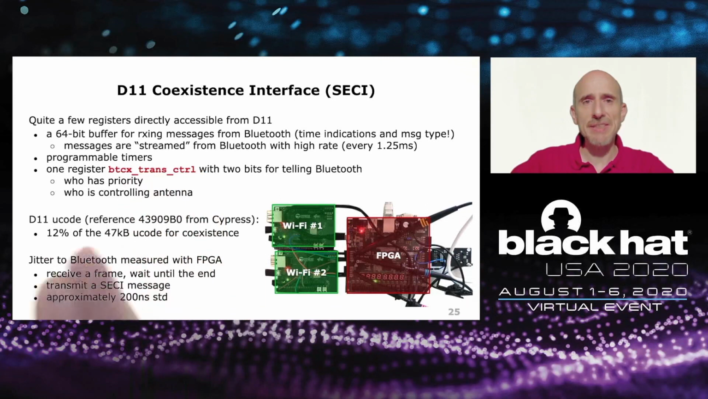According to our analysis, 12% of the U-code is dedicated to coexistence, and we refer here to the 43909B0 chipset by Cypress. It's amazing, because U-code is doing so many other things with much less code, like packet aggregation. Probably coexistence takes a lot of room because of its complexity. With the help of an external FPGA, we measured the jitter of the Wi-Fi to Bluetooth SECI line. We modified the U-code in a couple of boards, and we programmed them to transmit SECI messages when receiving the same beacons. Jitter turned out to be Gaussian with a 200 nanosecond deviation, which makes it perfect for Bluetooth coexistence.